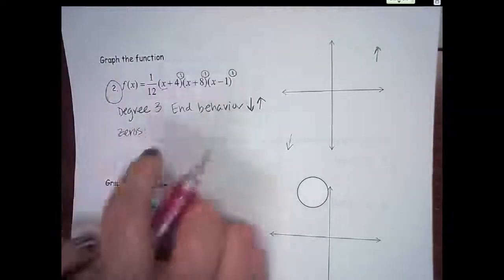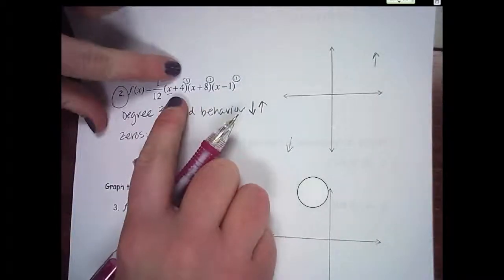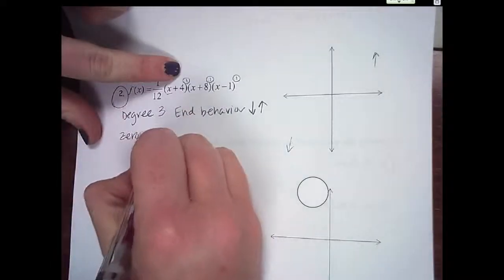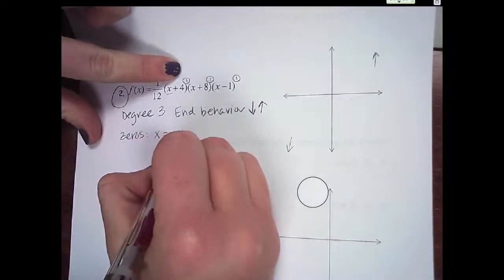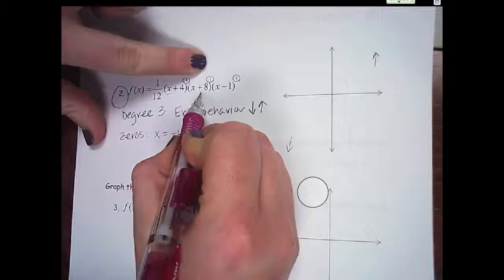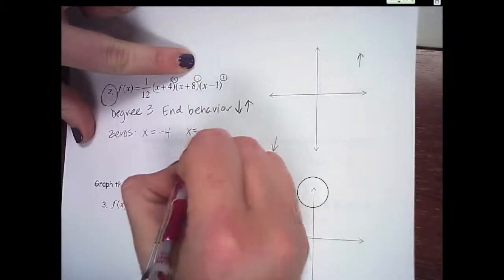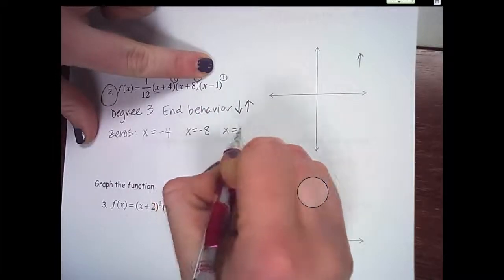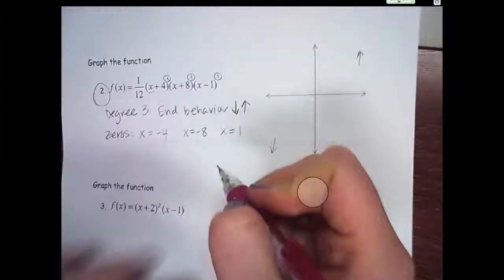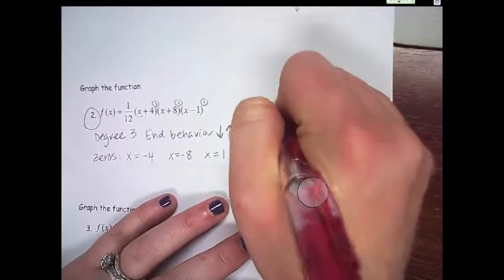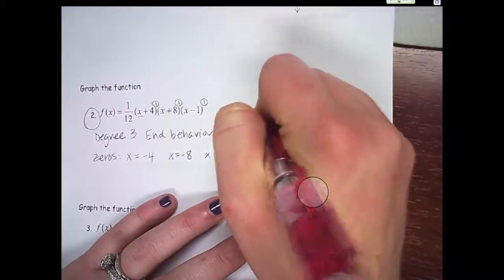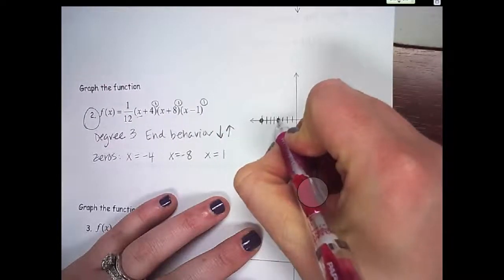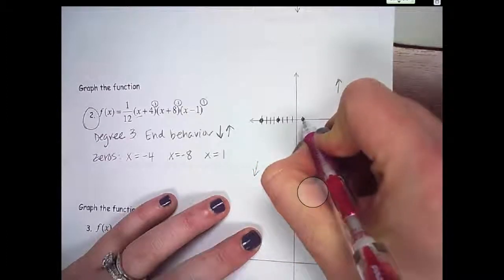So the zeros come from each of the factors. If this one's x plus 4, one of my zeros is x equals negative 4. This one's x plus 8, my zero is x equals negative 8. And if this one's x minus 1, then I have x equals positive 1. So let's graph those. 1, 2, 3, 4, 5, 6, 7, 8. So negative 8, negative 4, and positive 1.